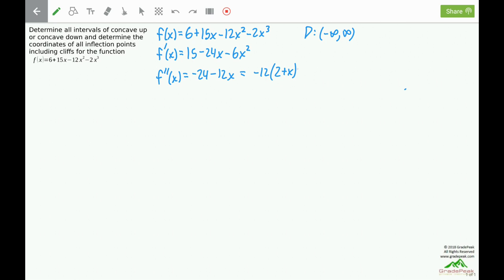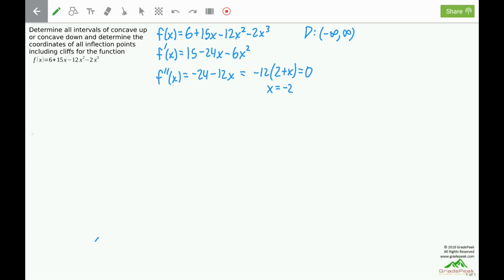We can now set the numerator equal to 0 and the denominator, if there is one, also equal to 0, and solve for all x's. Because of the factor 2 plus x, we can see that x would equal negative 2. We now check to see whether this is in the domain. The domain is all real numbers. x equals negative 2 is a real number. It's in the domain, and so we keep it as a candidate number. It's a candidate to be a possible inflection point.